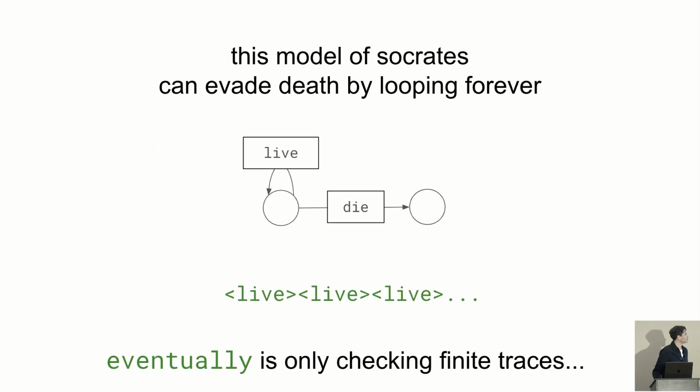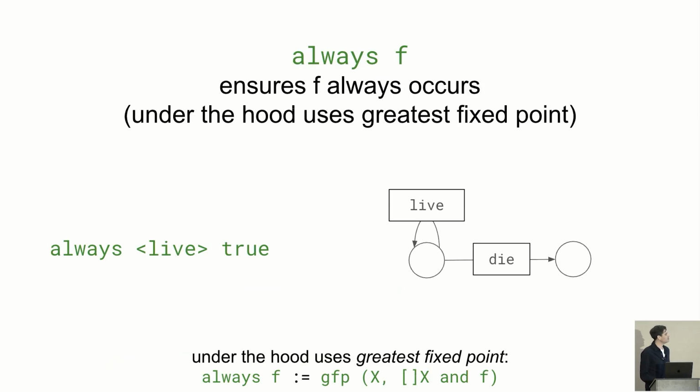Yeah, this model of Socrates can evade death. Why? Because it can keep on living. Live. And it's always going to tell you, oh, eventually I'm going to die. But that eventually is only checking finite traces. It's not looking at that infinite trace. So what do we need to do?